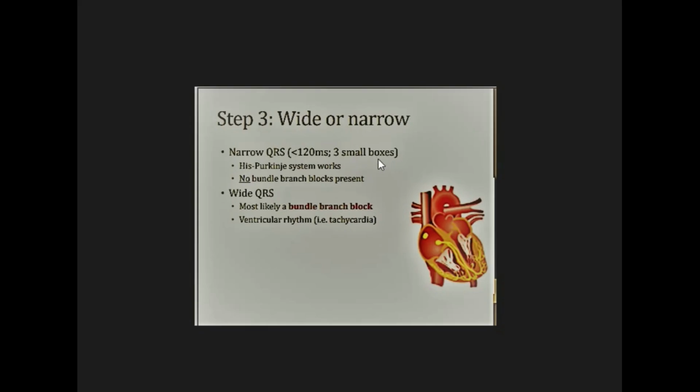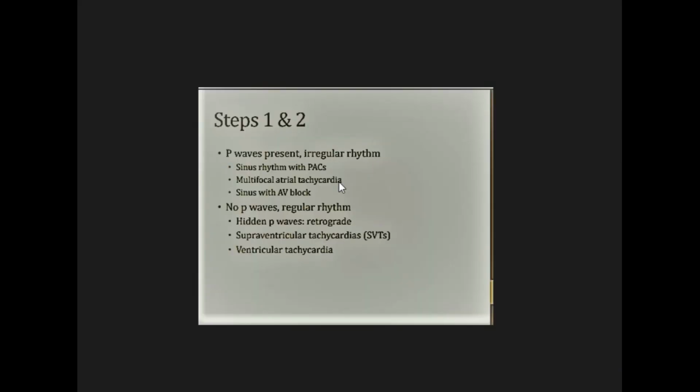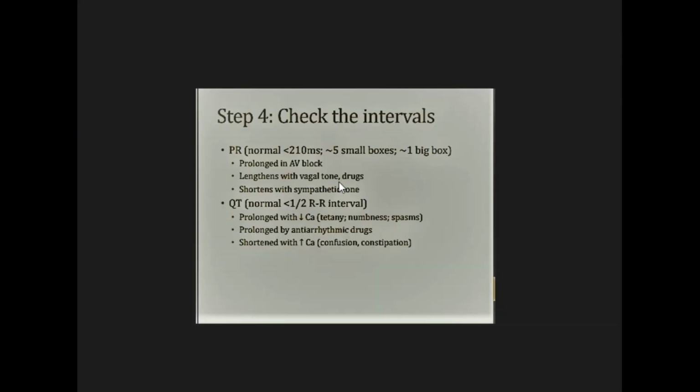If the QRS complex is less than 3 small boxes, then it means we are having a narrow QRS complex associated with a normal Purkinje system and no bundle branch block. So this is again the same slide. Step 4. Step 4 is that you have to check the intervals.